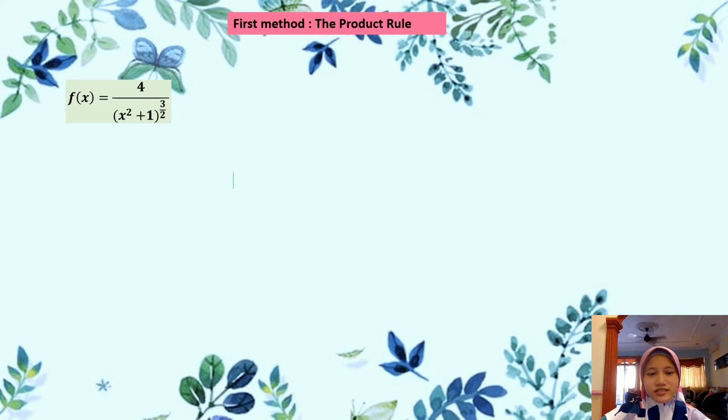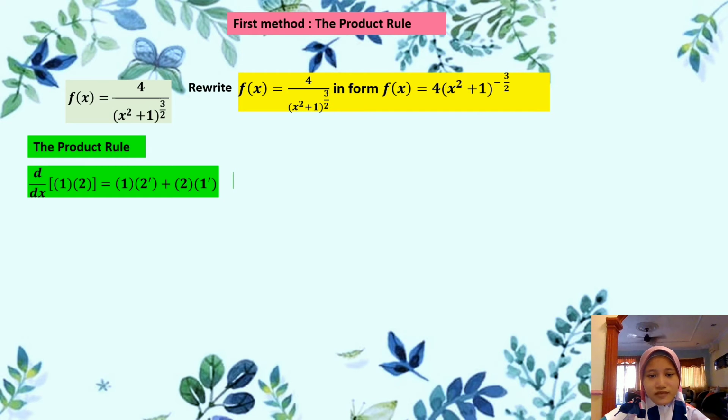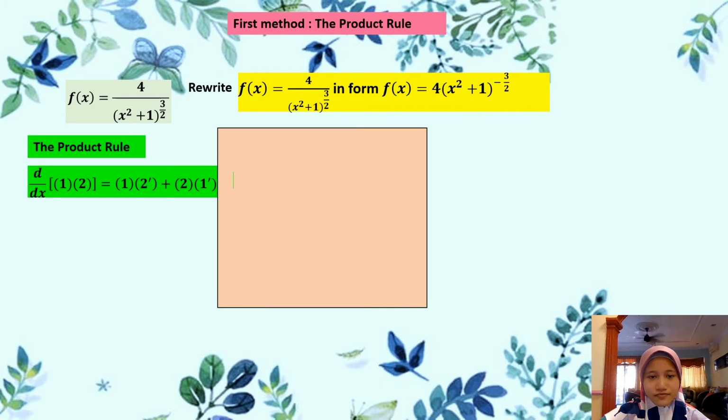Look at the function given, f(x) equal to 4 over (x squared plus 1) power 3 over 2. We use the product rule. The product rule involves two functions, f(x) and g(x), but we use the second alternative. We replace with function 1 and function 2. Then we rewrite the function in the form of f(x) equal to 4 times (x squared plus 1) power negative 3 over 2, because the product rule is not in the form of division.